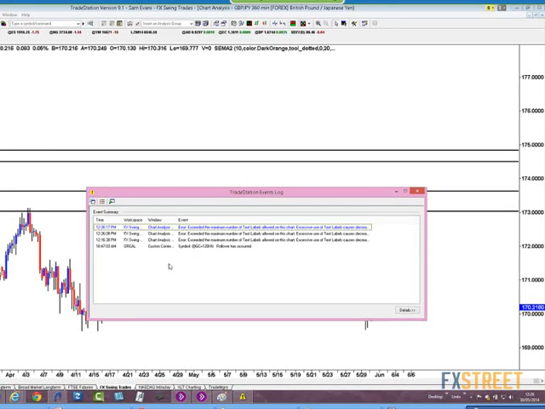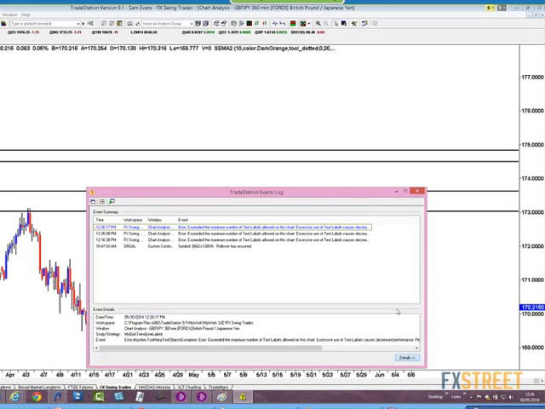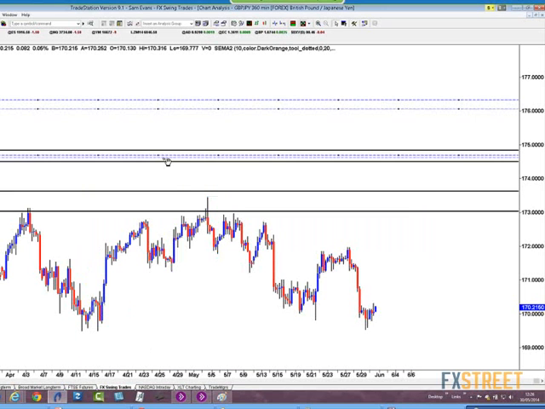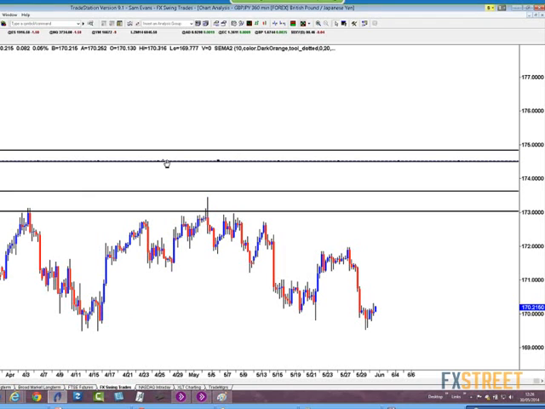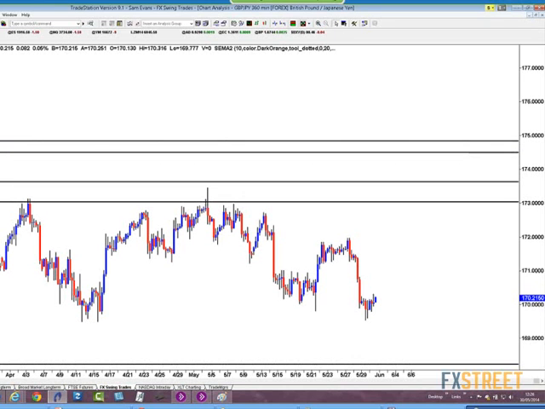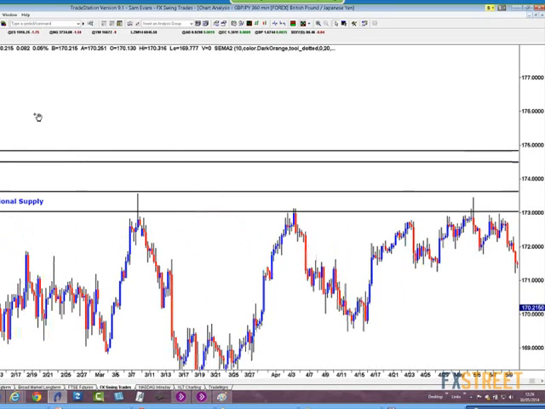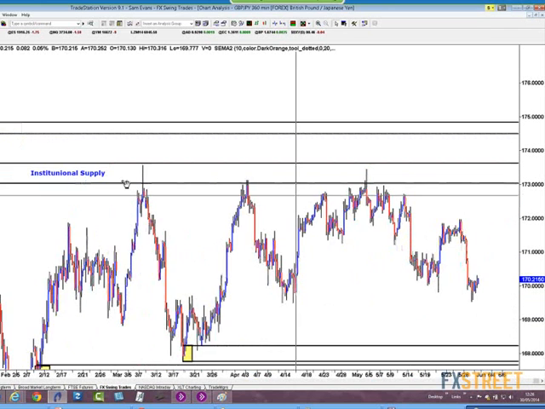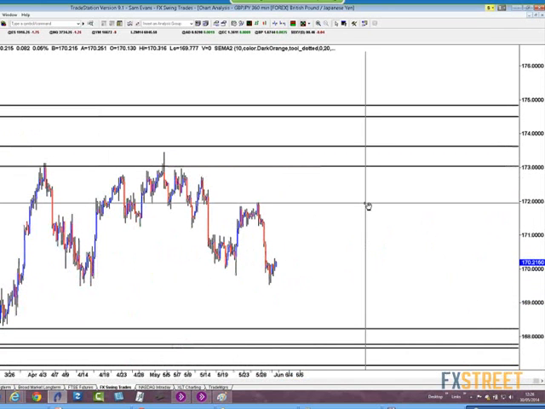I don't know why it's not letting me put my numbers on. Let me just show you what the risk and reward is. That would be entry around 174.50, stops above 174.84. Not a very big area. Call it like 34 pips, call it 40 pips. And my first target would be around the 172.